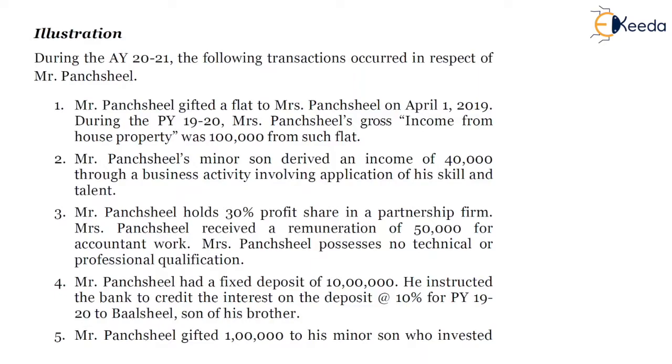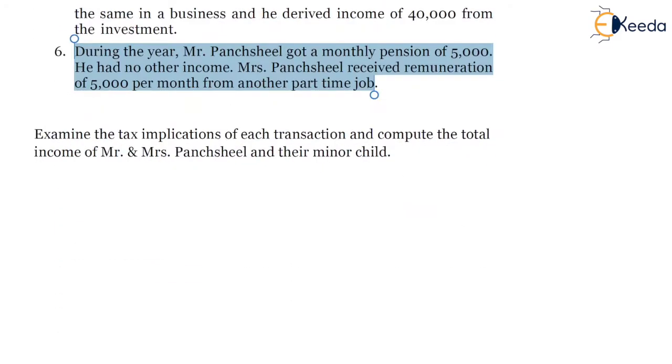So friends, here we will have to understand, for clubbing of minors' income, whose income will be greater, right? And here we can see that Mr. Panchsheel's monthly pension is 5,000 as well as Mrs. Panchsheel receives remuneration of 5,000 per month from another part-time job, correct? So both the parents' income is same over here, right? So what we can assume over here, put an assumption that in absence of information, Mr. Panchsheel's income is greater, right? So we will have to put an assumption for that purpose.